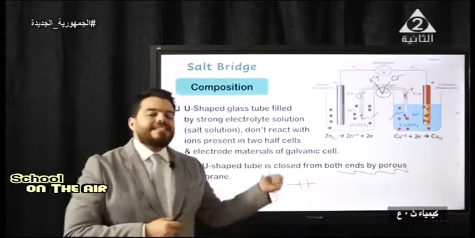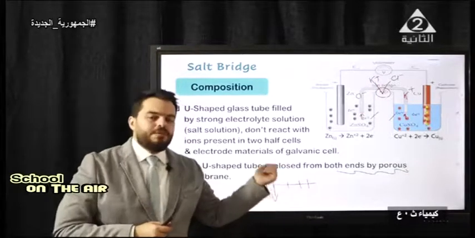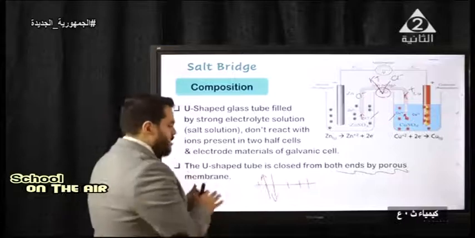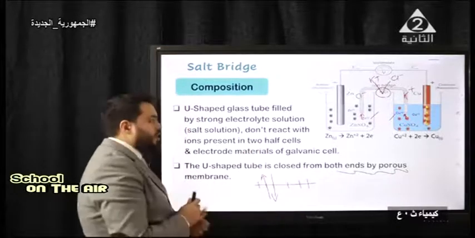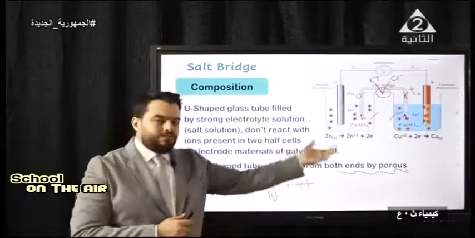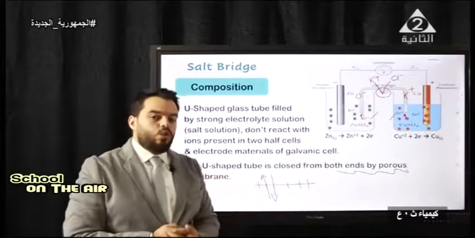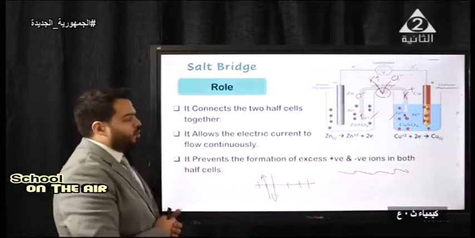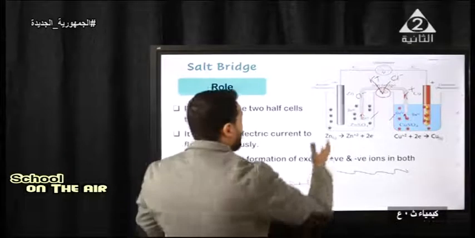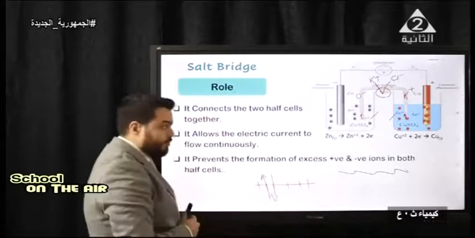So it's a selective permeability membrane. So it will allow some of the ions to get in and some of the ions to be released, by the meaning of a porous membrane in the two ends of the salt bridge. Okay? And what is the importance of the salt bridge and the importance of the strong electrolyte here?